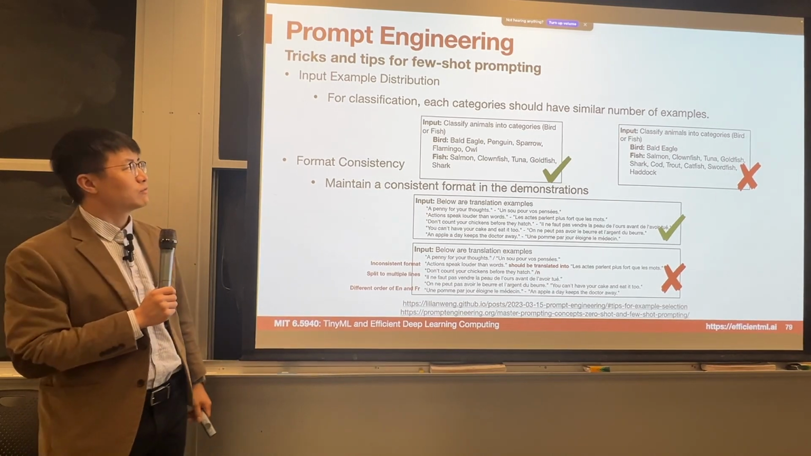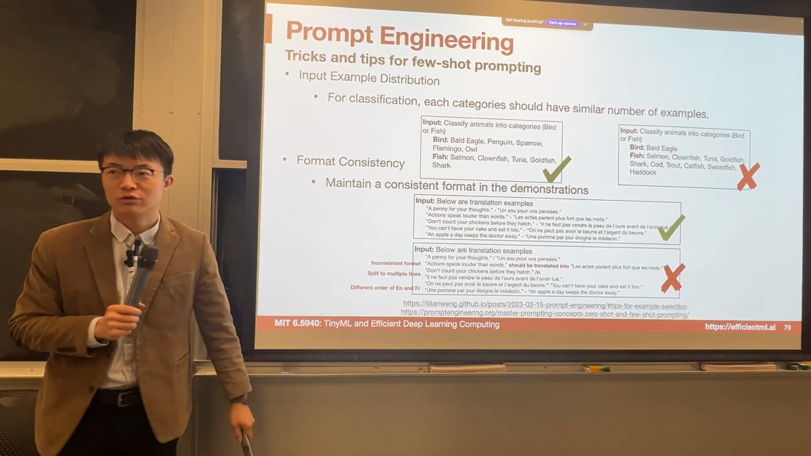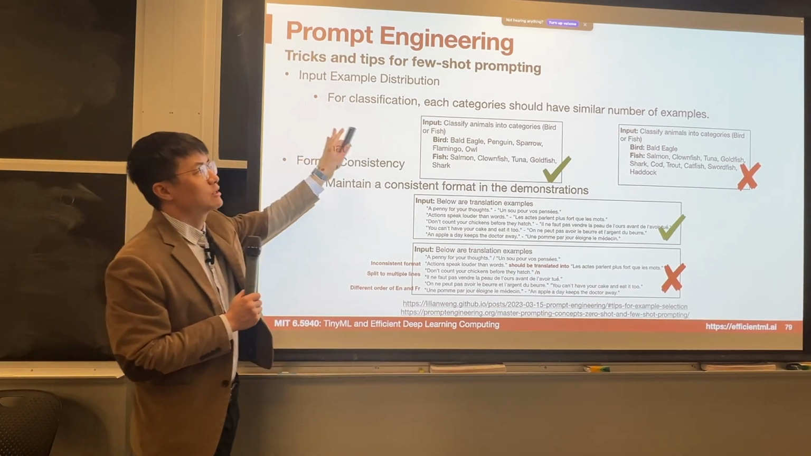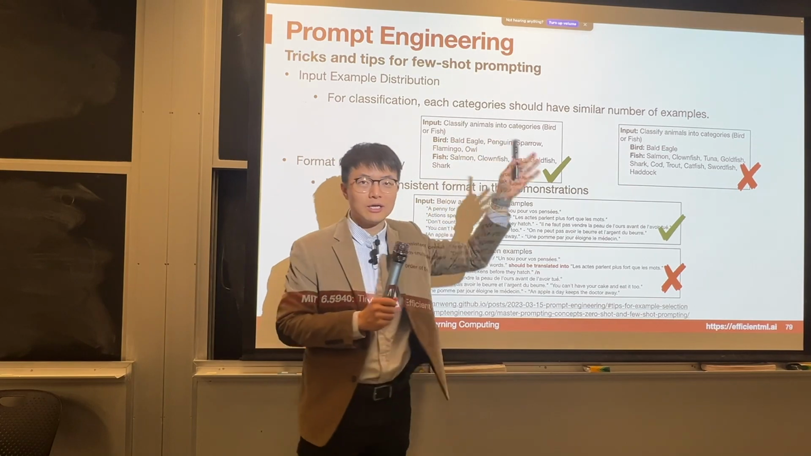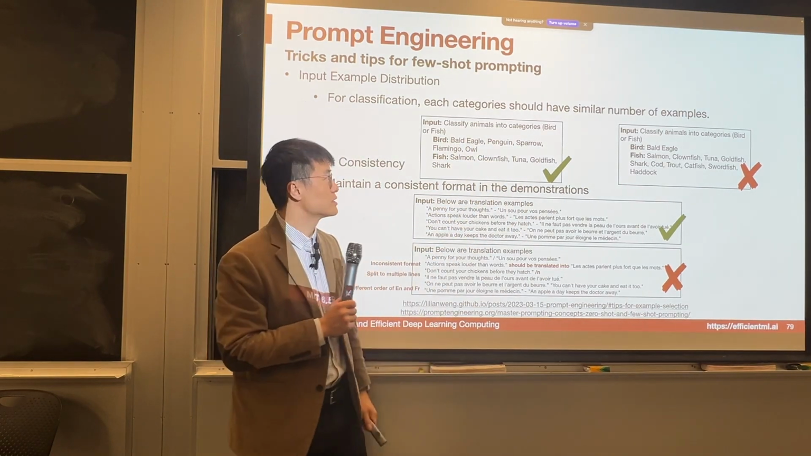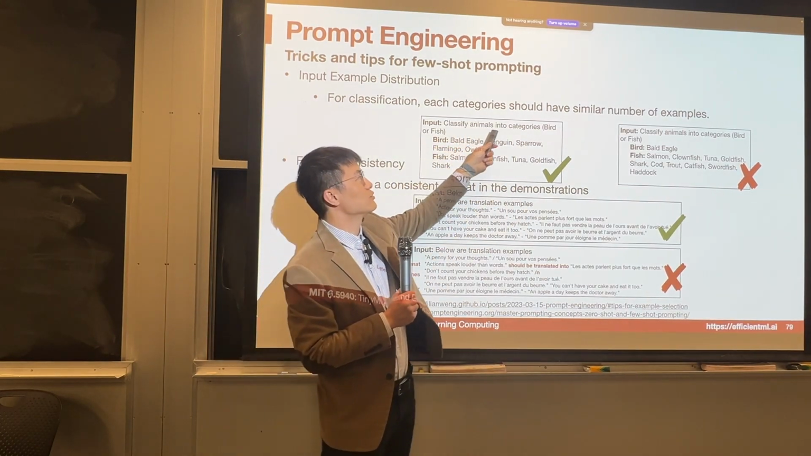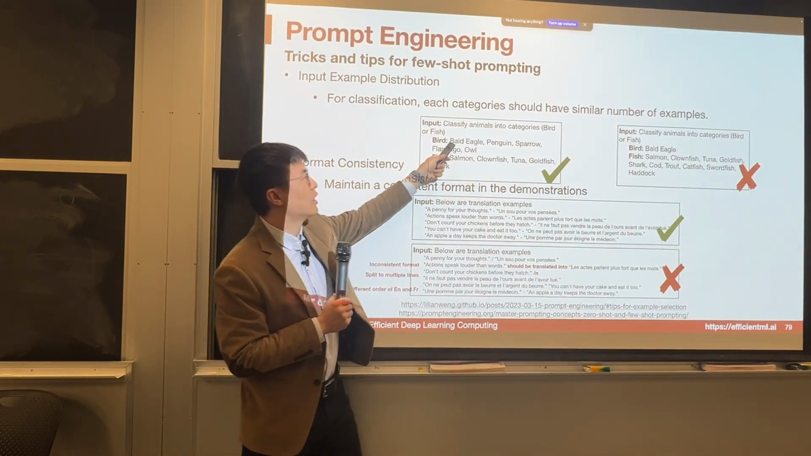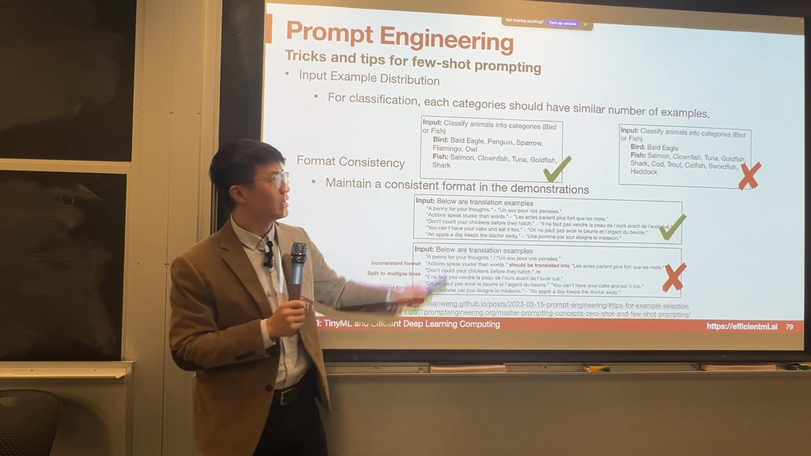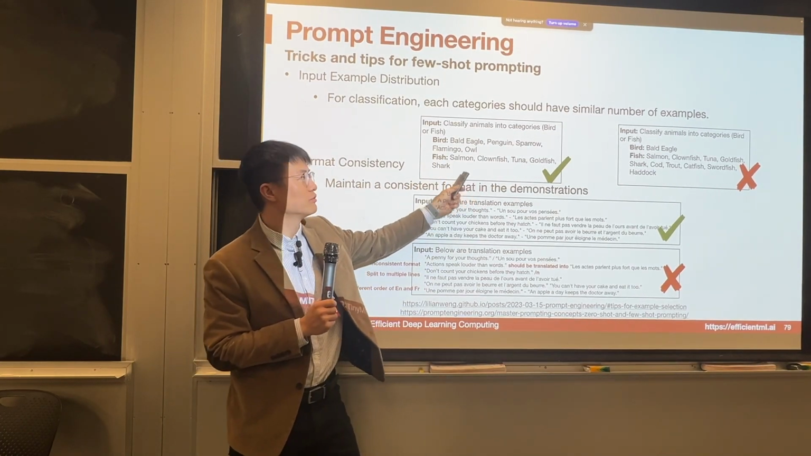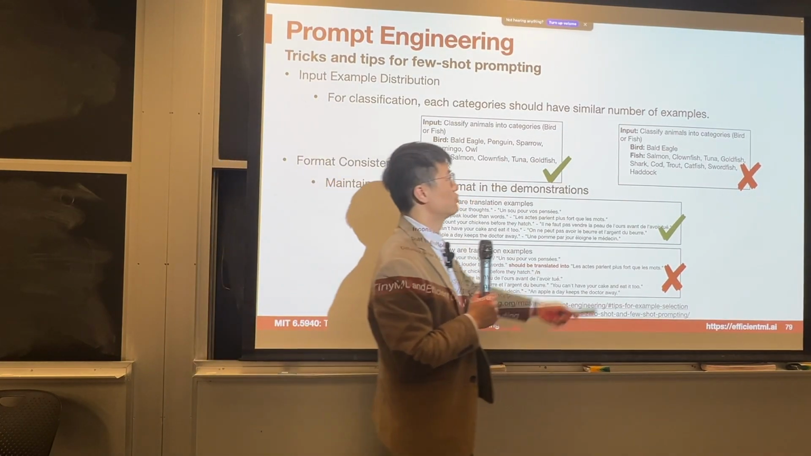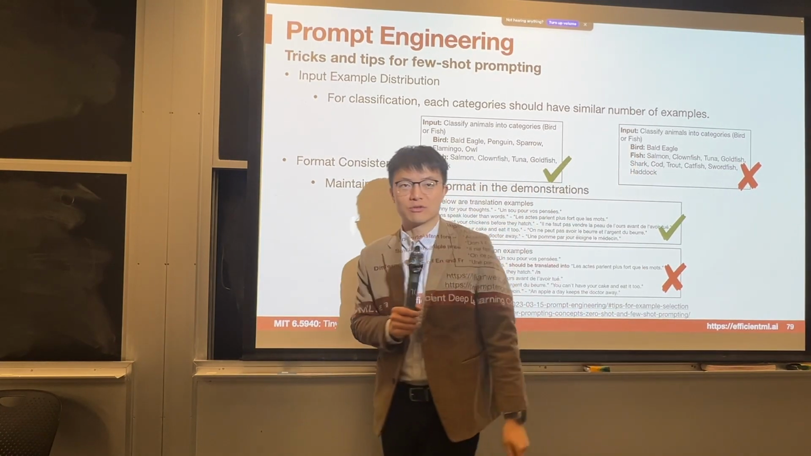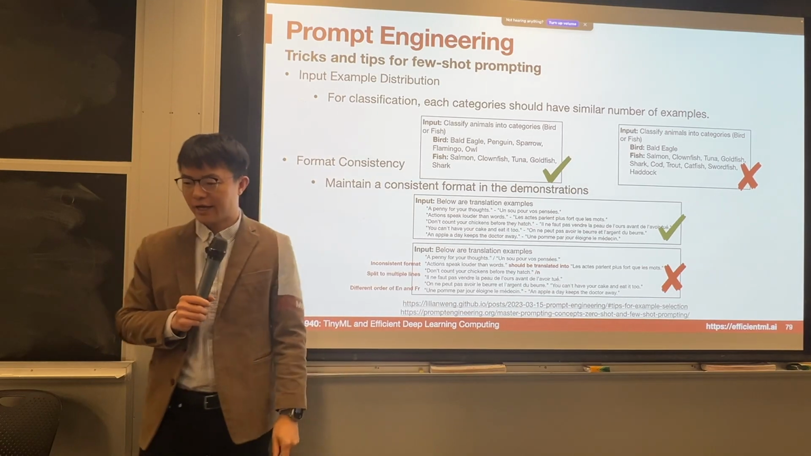And what are some of the tricks and tips for few-shot learning? So the first one, for classification, each category should have a similar number of examples. Try to make it similar. Like classify animals into categories, bird or fish. And then we can give 5 examples for bird, and we give an equal number of examples for the fish, rather than only giving 2 examples for bird or many, like 10 or 20 examples for the fish. You want to have equal categories.